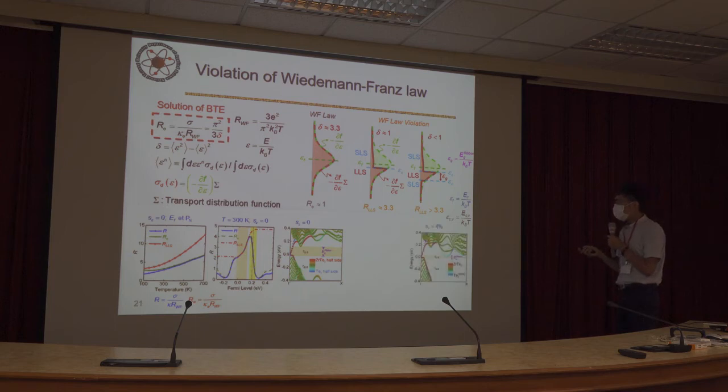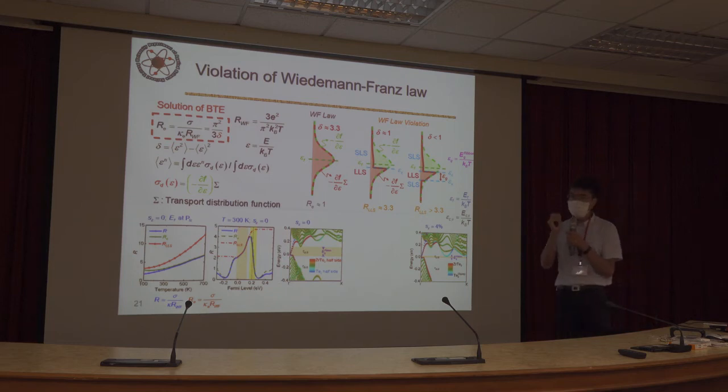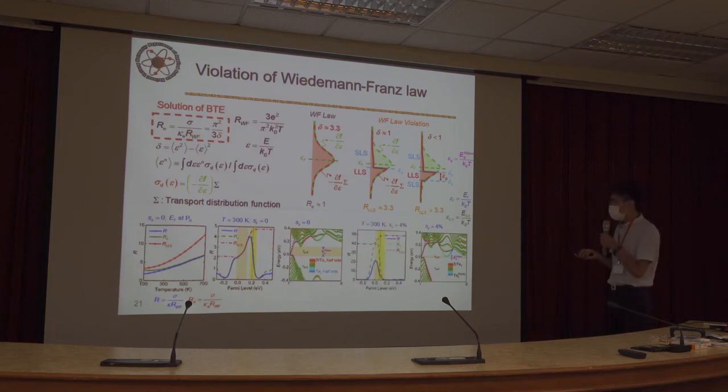For example, we consider 4% tensile strain along the direction. In this case, the reduced gap is about 0.9. This means the long-lived state energy range is about kT. And the RE can be about 10 times larger than that predicted by the Wiedemann-Franz law.